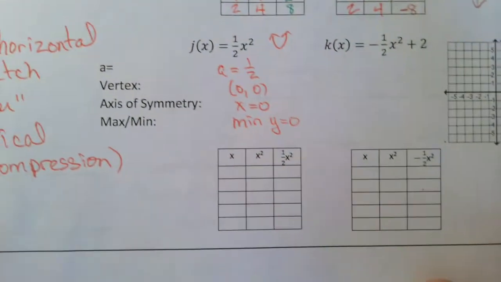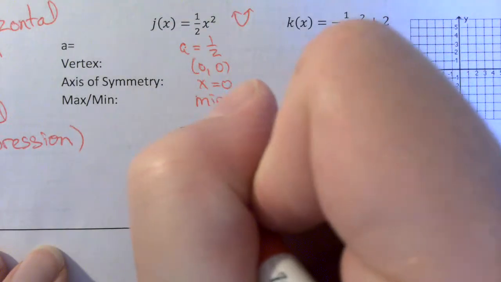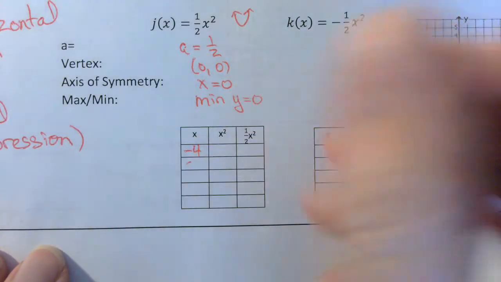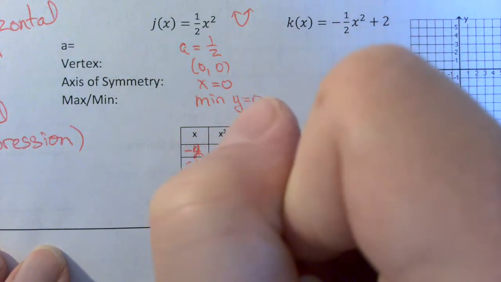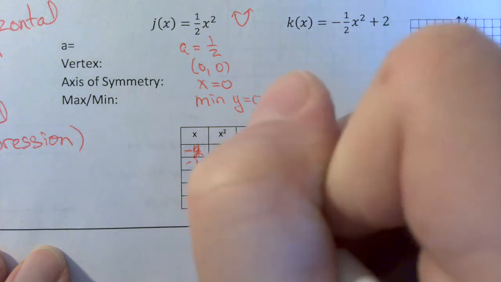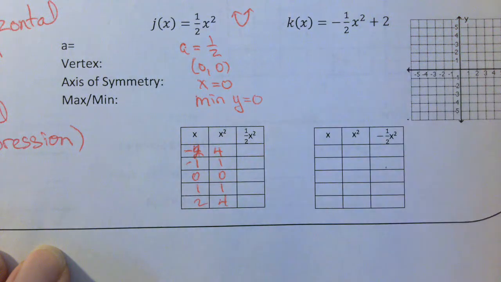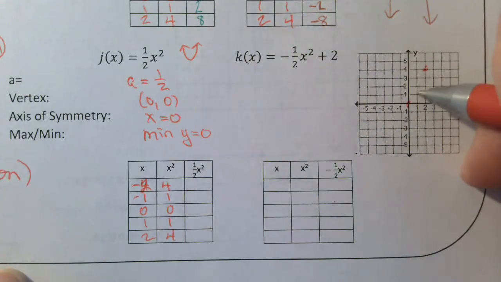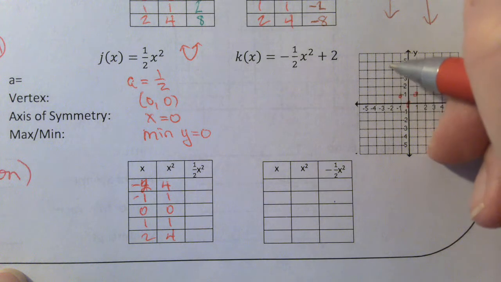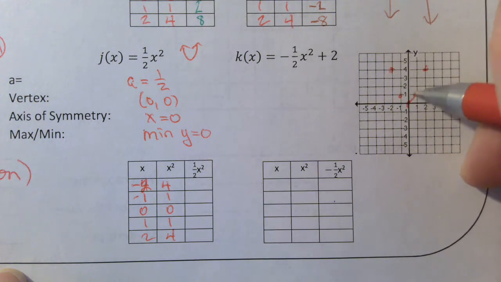Now let's talk about our table. I'm going to put in those same numbers, -4, -2, right? -1, 0, 1, and 2. So 4, 1, 0, 1, 4. Got it? Whatever this was, and here's my parent function, 1, 1, 2, 4. Go this way. There's my parent function.